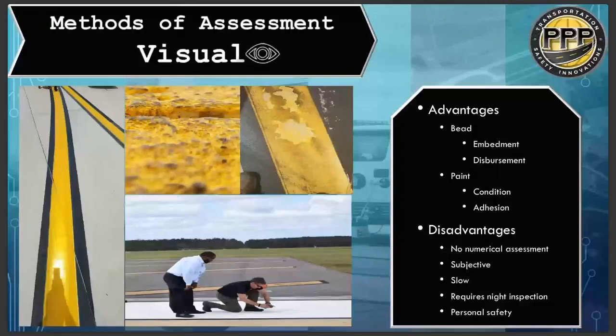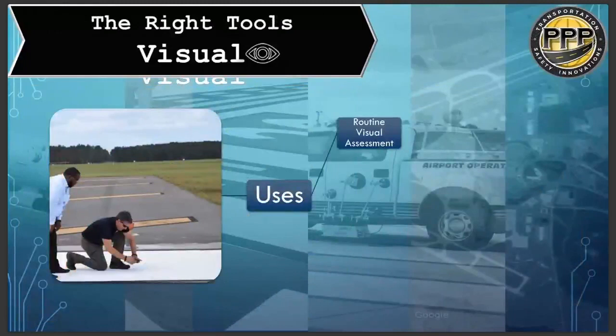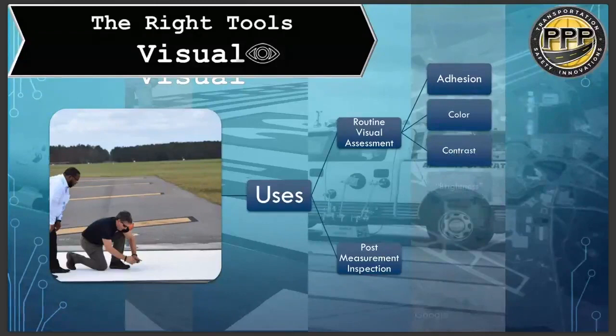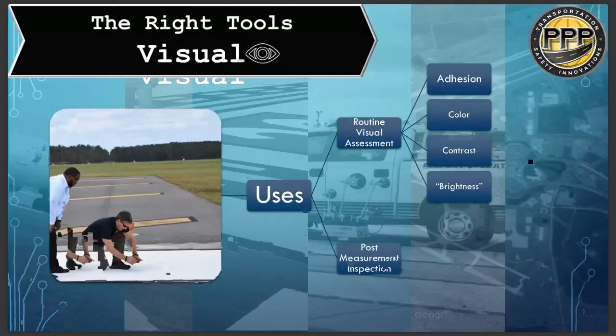Then we go over, what do we use? When is it the right time to use visual inspection? Routine visual assessment and post-measurement inspection. So routine visual assessment, you're kind of doing drive-bys, you're walking through it, your guys are out there replacing lights and they're looking at the markings at the same time. They can look for adhesion, color issues, make sure the contrast is there. And really at night, you can check for brightness, not necessarily retroreflectivity measurement, but you can check to see how bright that material is.